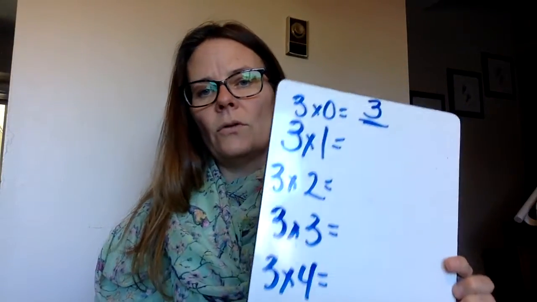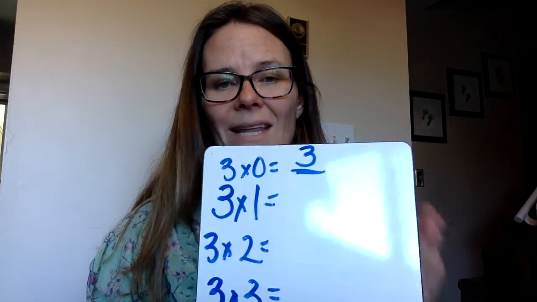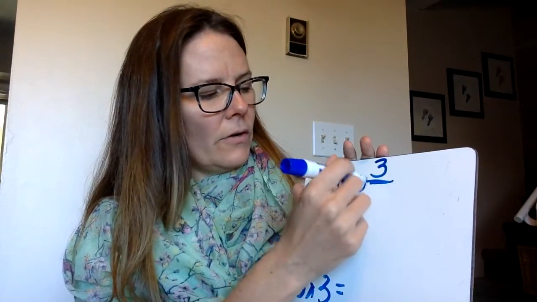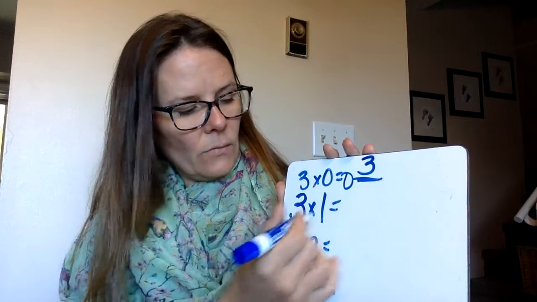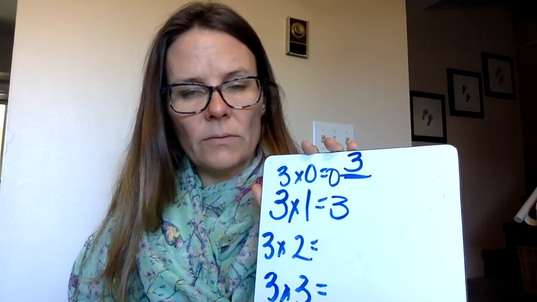3, 6, 9, and so on and so on. I'm not going to do the switcheroos here just for the sake of time, but I will start with 3 times 0, 3 times 1, 3 times 2, 3 times 3, 3 times 4, and 3 times 5. Okay, so 3 times 0 is a 0 times table. We know the answer is going to be 0. We've already talked about it. 3 times 1, we know the answer is going to be 3 because we've already talked about this.